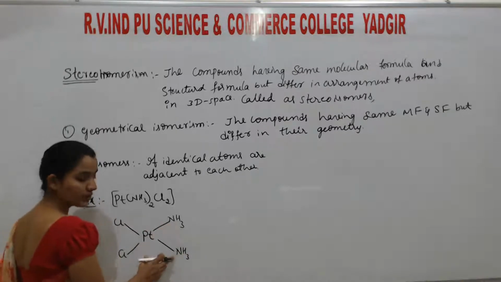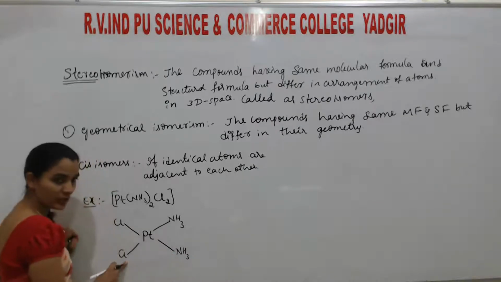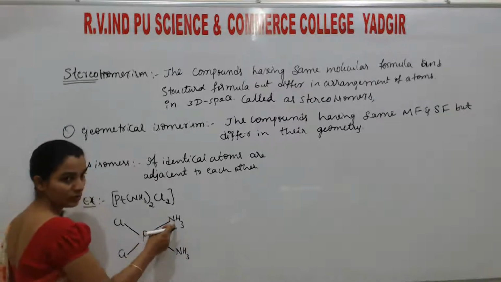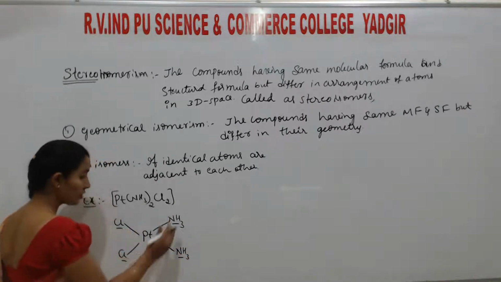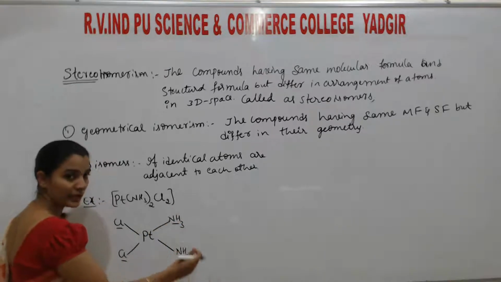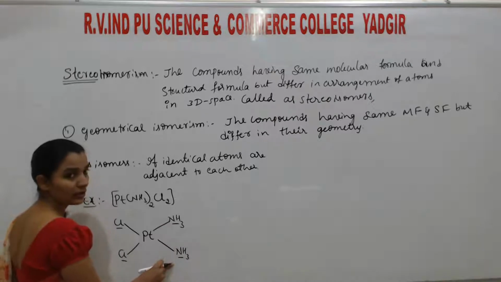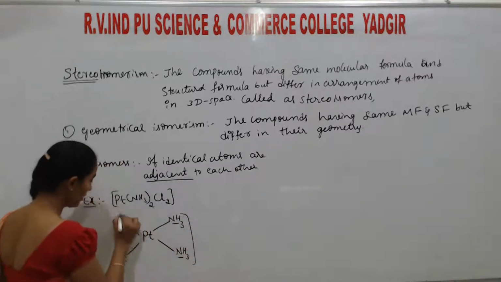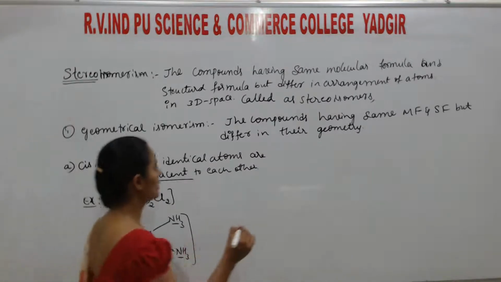With respect to this is the adjacent place. With respect to this is the adjacent one. So we'll compare these two. These two are identical species which are adjacent, exactly next to each other. So if two identical species are adjacent to each other, then they are said to be cis isomers. Okay, I'll take it here only.